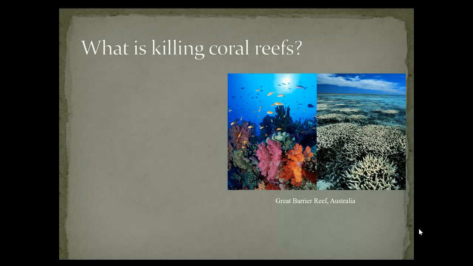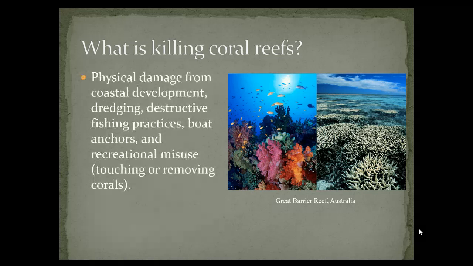Now, how about coral reefs? What's going on with them? In this picture, you can see a living reef, part of the Great Barrier Reef, with lots of color, lots of fish. And then you can see part of the Great Barrier Reef that has died. So what's happening to coral reefs?